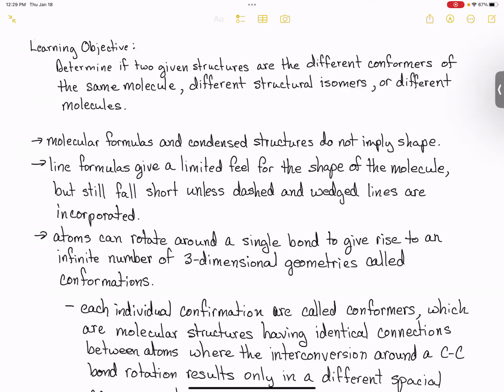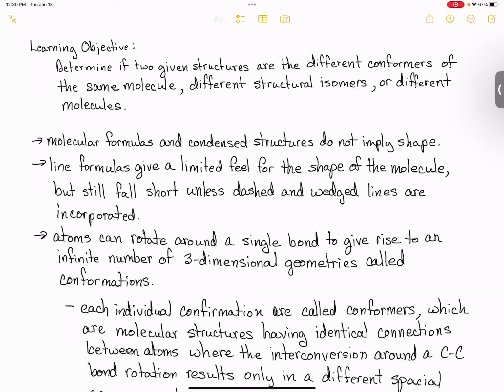If you go back to the previous discussion, you will see that a molecular formula just tells you what elements are present and how many of those elements are present. It does not give any indication as to the shape. The condensed structure, additionally, does not give any indication of shape because it just tells you who's connected to who, how many hydrogens are bonded to the carbon, and how long the carbon backbone is. But it really doesn't imply any shape.